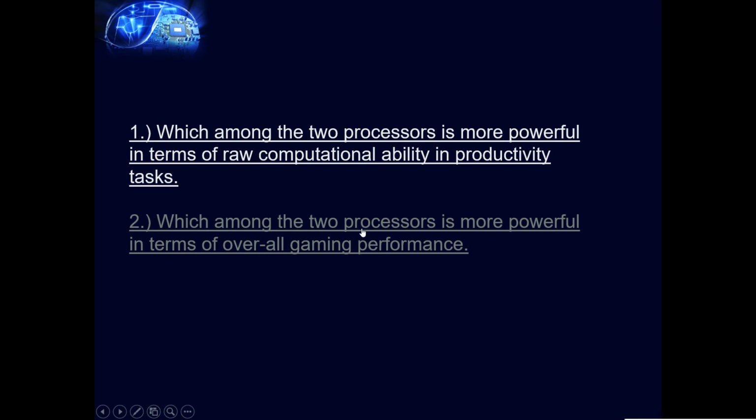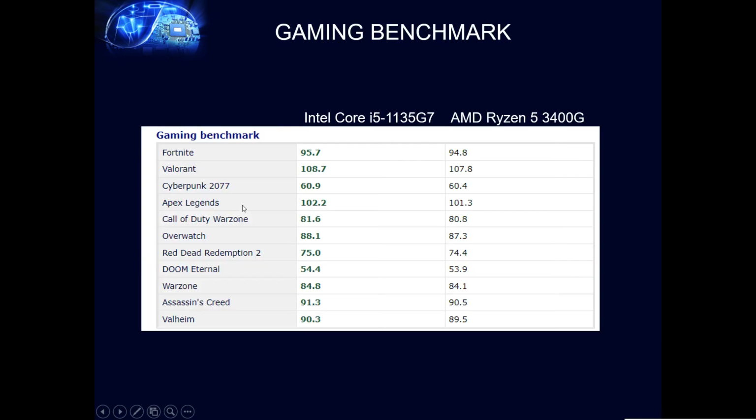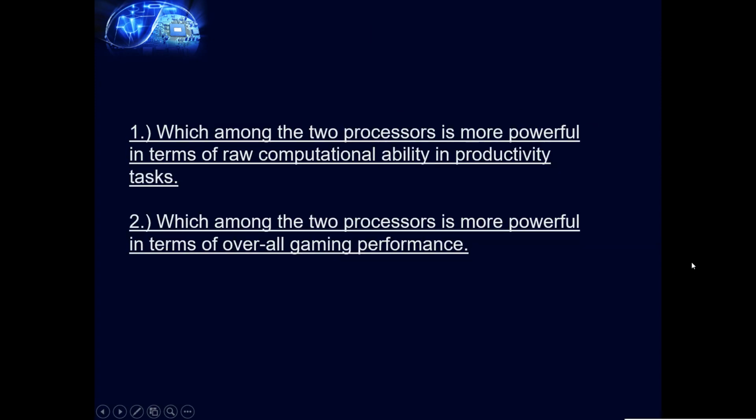Number 2, which among the two processors is more powerful in terms of overall gaming performance? As I've mentioned before, I know Intel Core has a higher gaming capacity than Ryzen 5. With all the data you've seen here, Intel Core i5 is clearly the winner. It has higher points. See there?